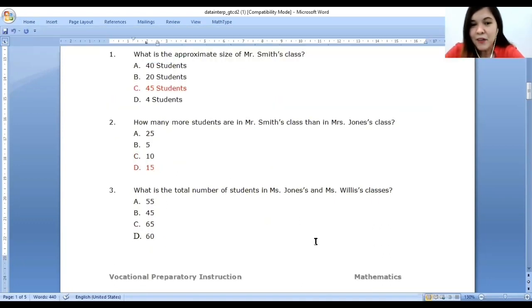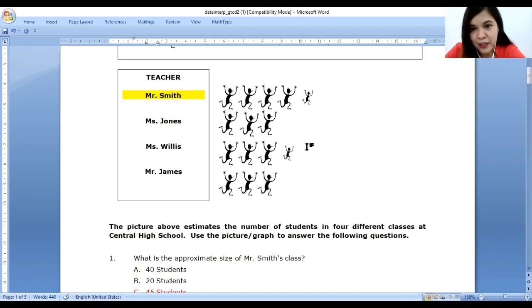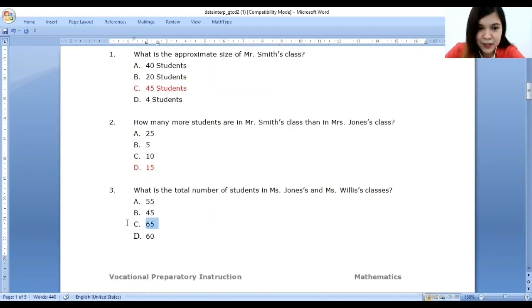Number 3, what is the total number of students in Miss Jones and Miss Willis' classes? So, you will just combine them all together. Let's count. Miss Jones, 10, 20, 30. Then Miss Willis, 35. So, 30 plus 35. How many in all? 65. Letter C.